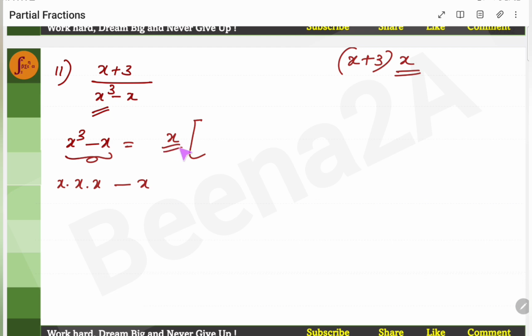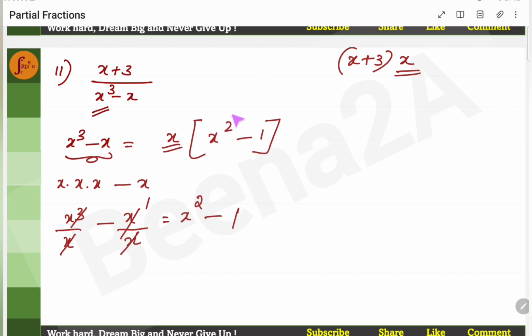Now what does common factor mean? You have to take this x cube, divide by x, then you take minus x, again divide by x, this common factor. So x cube divided by x will be x square. And here x and x will get cancelled. So it will be 1 minus 1. So it will be x square minus 1.